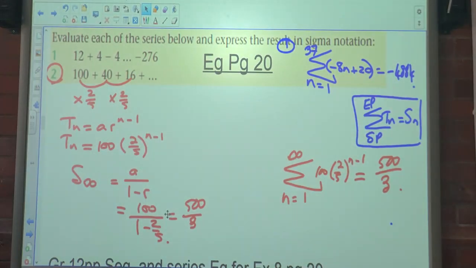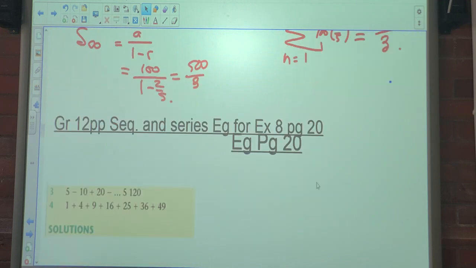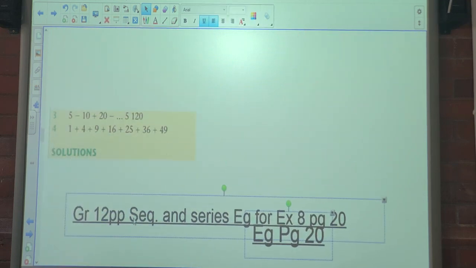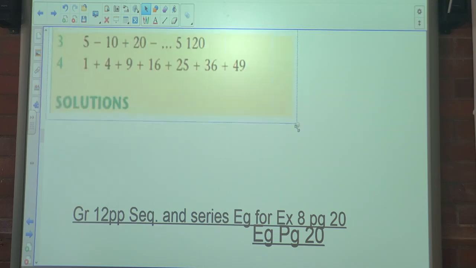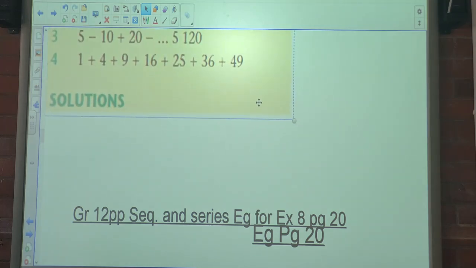Any questions, people? A sum like this is worth what? 4 or 5 marks. The previous one definitely 5 marks. The sum to infinity was a bit easier, less work, so 4 marks. Any confusion here, people? See how easy grade 12 is? People, let's look at number 3.